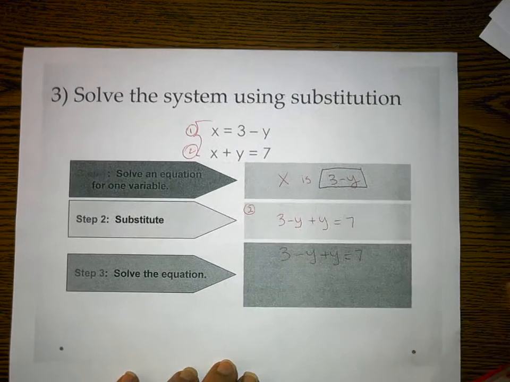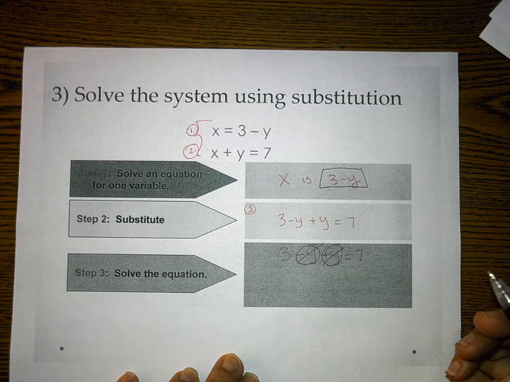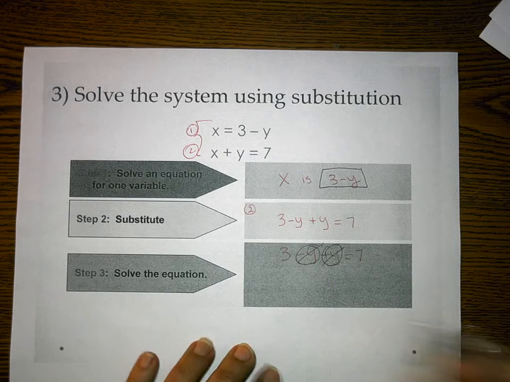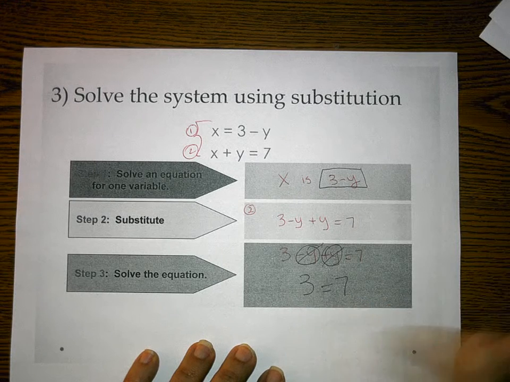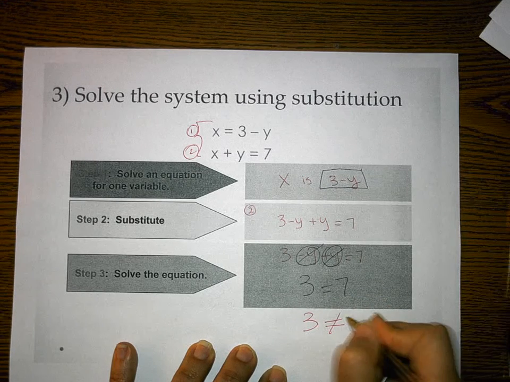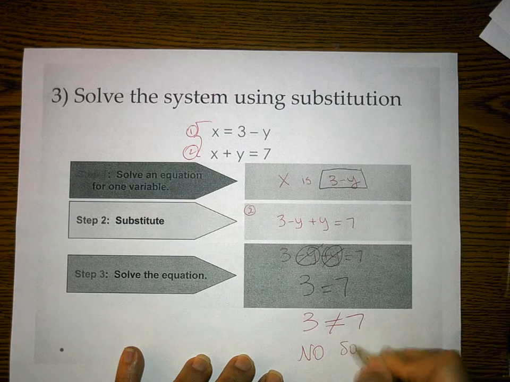Looks like when I add a negative y with a positive y, I get 0 y's. The y's add up to 0. I end up getting 3 equals 7. But 3 does not equal 7. That's a false statement. So there is no solution.